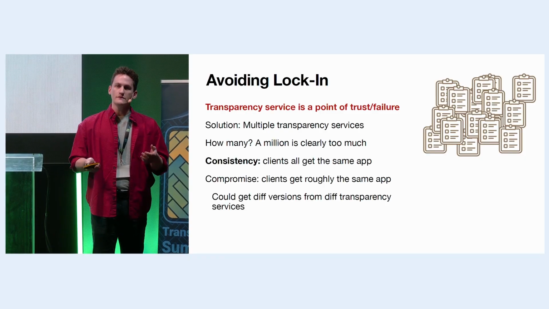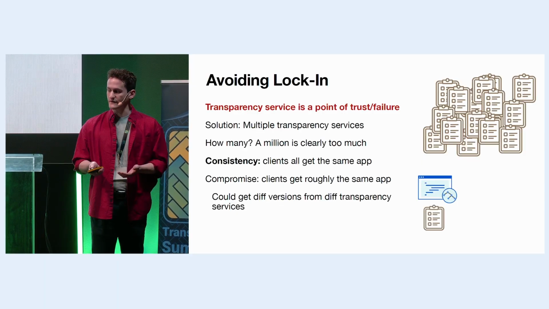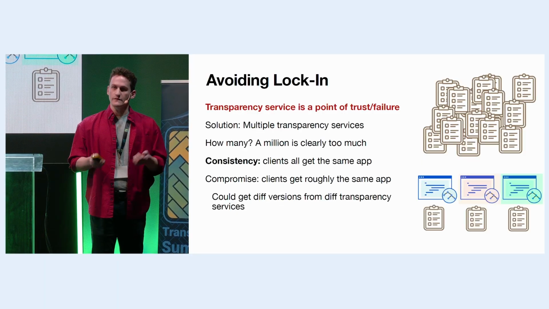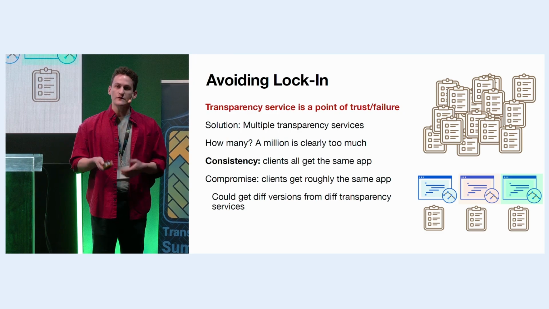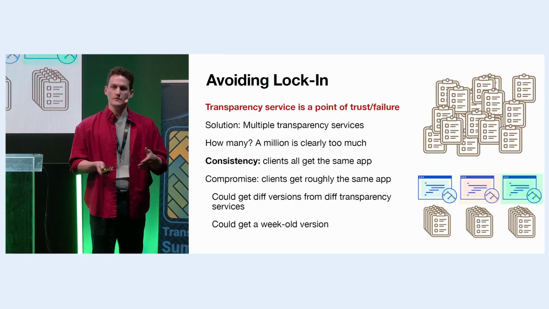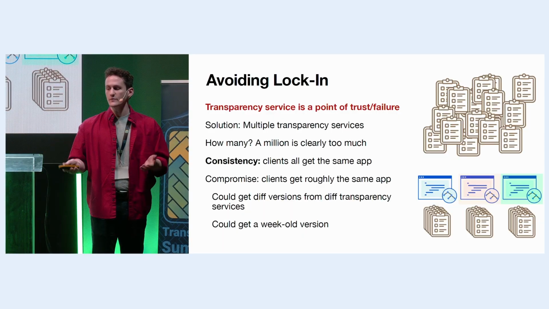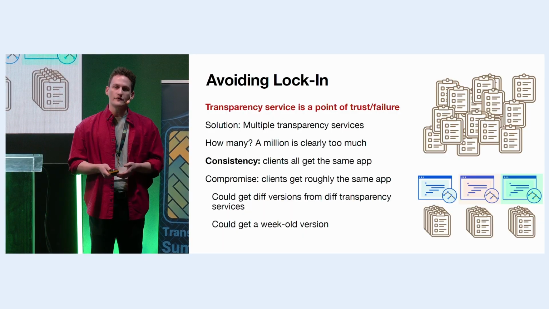Well, we allow transparency services to serve different copies of the manifest. So depending on the transparency service, you might get a different copy of the manifest, and also there might be multiple manifests that are valid at a given time. So you can get a few manifests possibly into the past that are still valid. So instead of 1 million, you have a handful of manifests that could be in play at any given time, and this is far more reasonable.